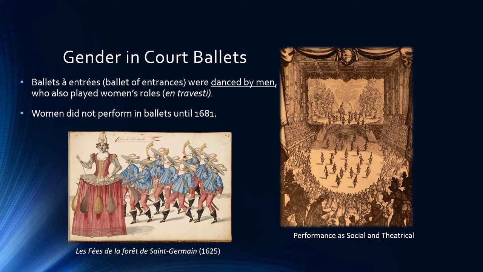So this is a good way to see that performances of this time were still social in addition to being theatrical. The dancers would begin on the stage, but then end their performance down in the ballroom, where both dancers and audience participants would join together in a big social dance.